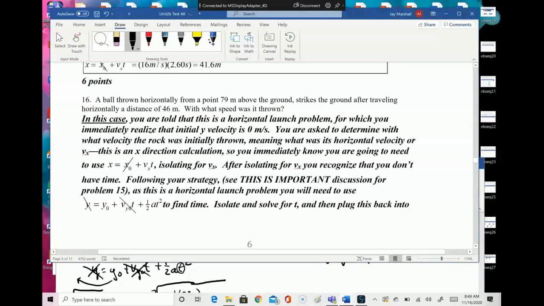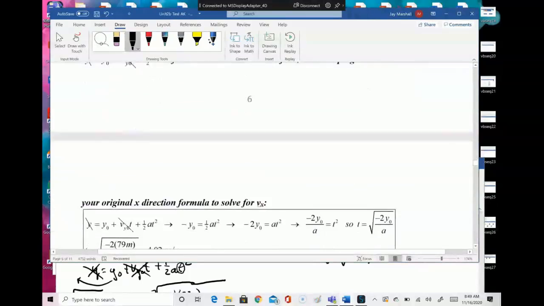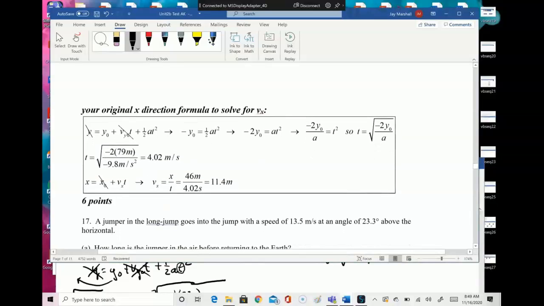A ball thrown horizontally from a point 79 meters above the ground strikes the ground after traveling horizontally for a distance of 46 meters. Okay? By now we should be used to this. In order to find out what its velocity is, I'm going to have to use this formula right here, and I'll solve it for velocity and realize, hey, I don't have time. I have the 46 meters, but I don't have time. So I'm going to have to find time again.